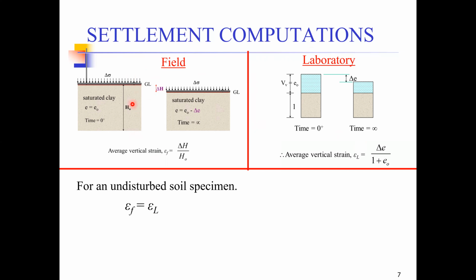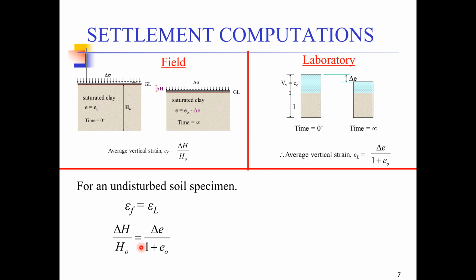Over here we have huge soil spanning several meters, and this sample is maybe 2 centimeters in height. So delta H cannot be the same, neither can delta E be the same. However, what can be the same is the strain in both cases. So we can replace the values of field strain and laboratory strain from the respective equations here. So we get delta H over H naught equals delta E over 1 plus E naught.